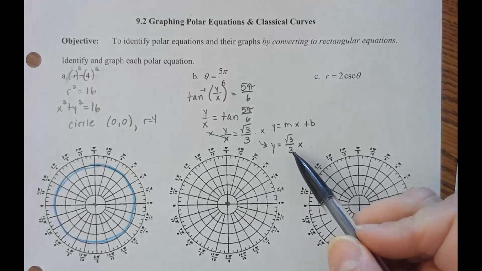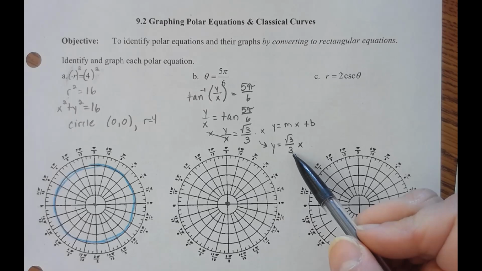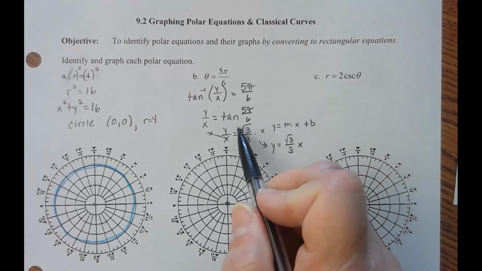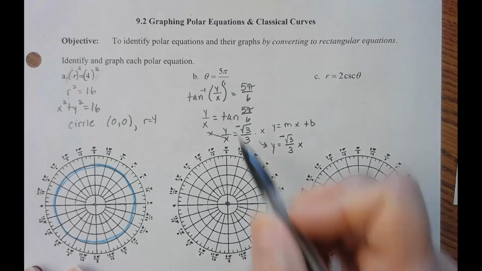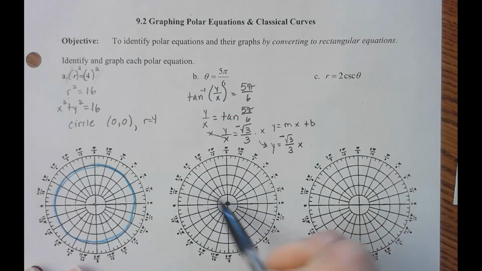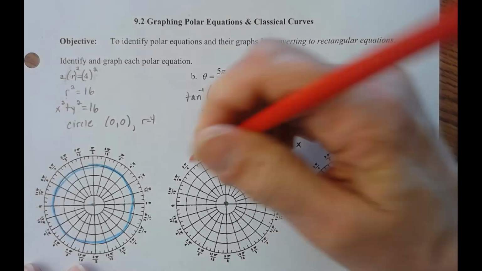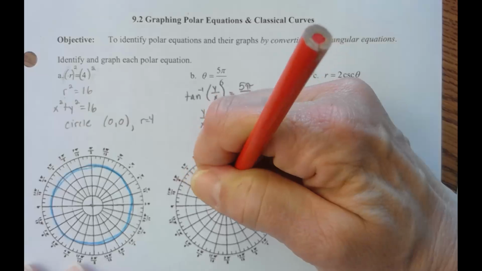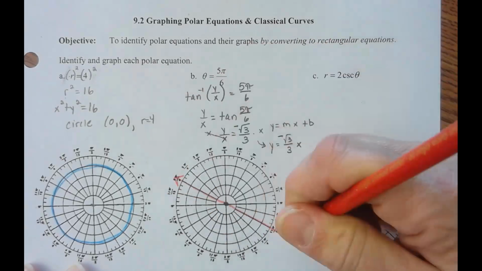Now, when you go to count rise over run, counting root 3 over 3 is a little strange, but I can use the fact that this is supposed to be negative, excuse me. This is going through the angle 5 pi over 6. So this slope, negative root 3 over 3, will actually just take me through this line right here.